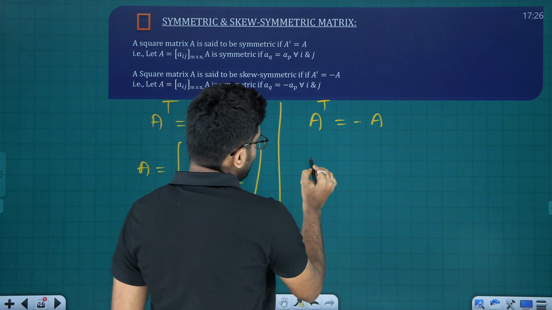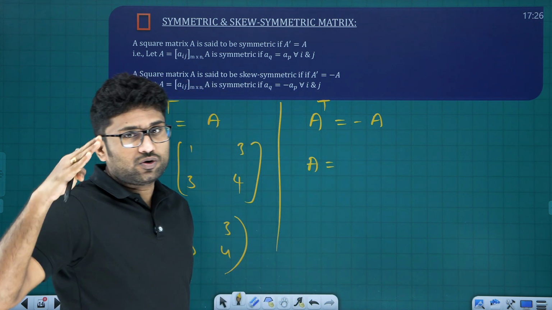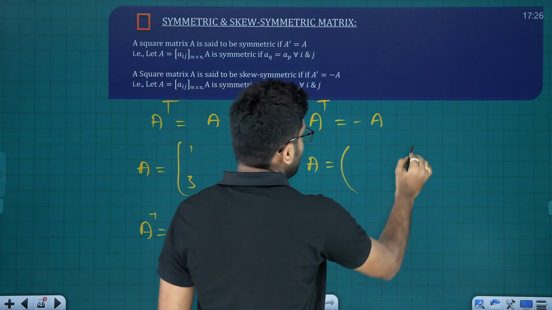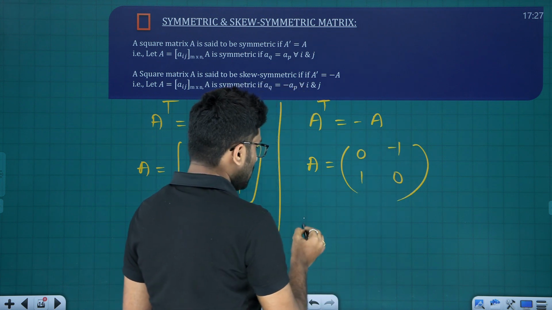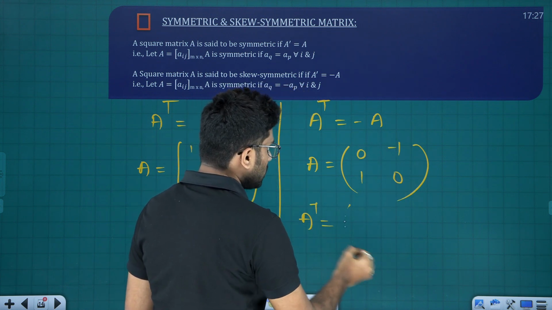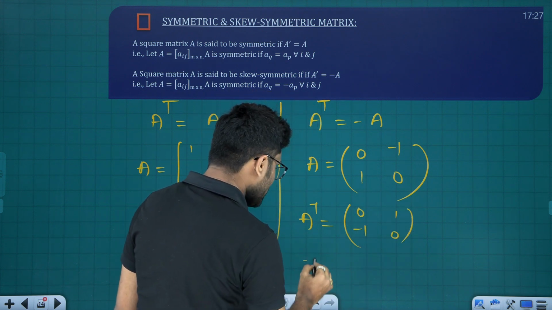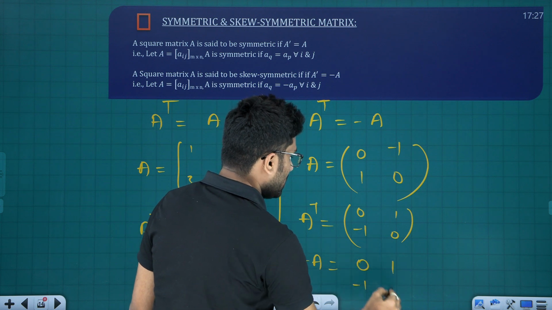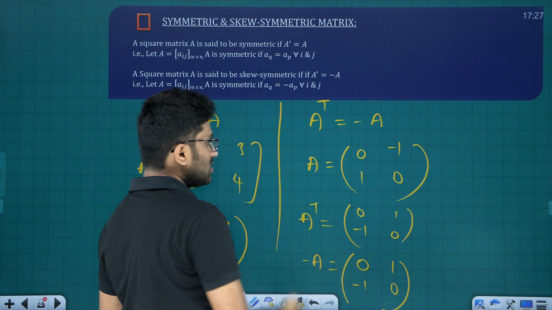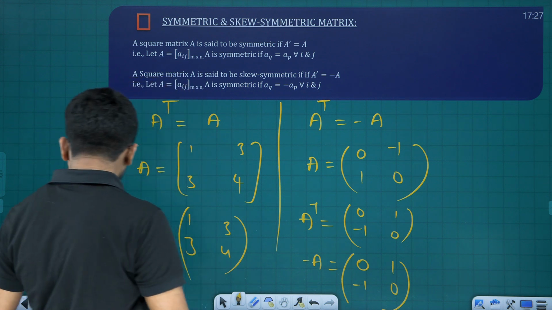Skew symmetric matrix. For a skew symmetric matrix, the principal diagonal elements should always be 0. So [0, minus 1; plus 1, 0]. Now what is A transpose? A transpose will be [0, 1; minus 1, 0]. Now what is minus A? If you multiply with minus, then we get [0, 1; minus 1, 0]. So A transpose is equal to minus A. Such a matrix is said to be a skew symmetric matrix.